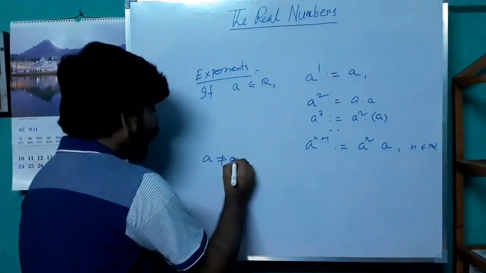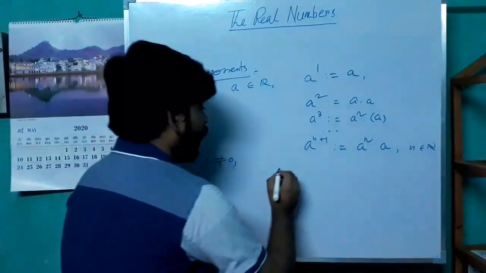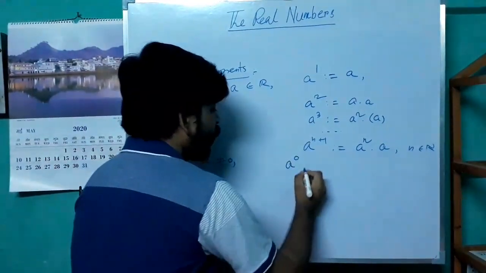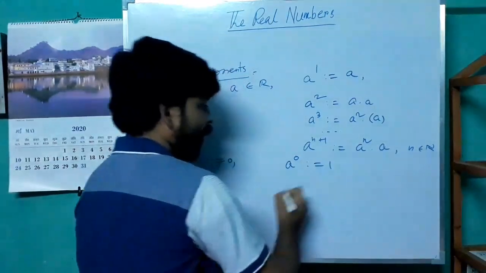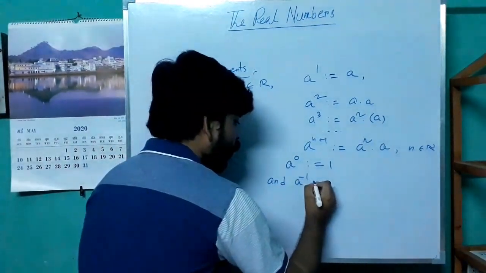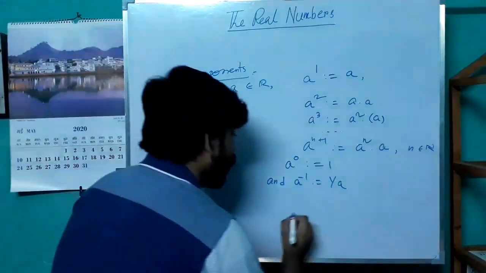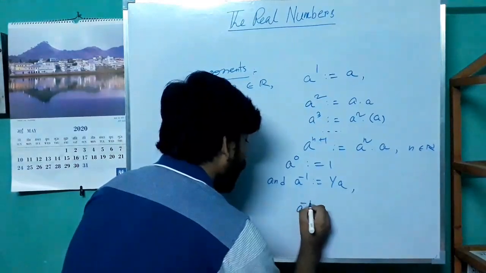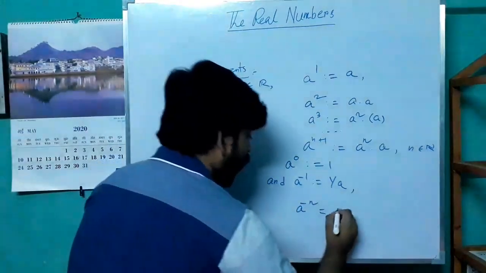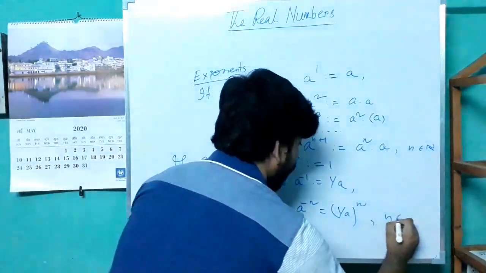For a non-zero real number we define a to the power 0 equals 1, and a to the power minus 1 equals 1 by a, and a to the power minus n equals 1 by a to the power n, where n belongs to the natural numbers.